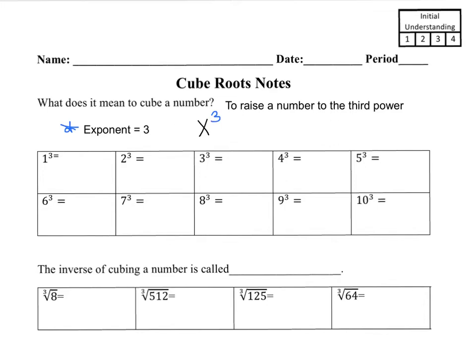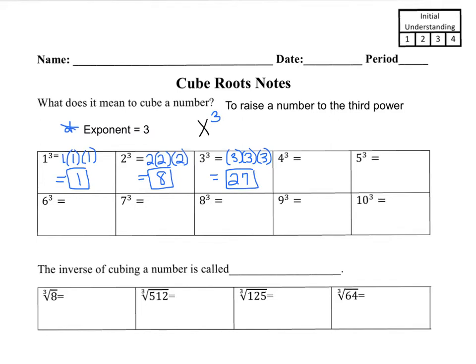So now let's look at the chart below. We have 1 to the third power. That means 1 times 1 times 1, and 1 times 1 times 1 gives us 1. 2 to the third power is 2 times 2 times 2, and that gives us 8. 3 to the third power is 3 times 3 times 3, and that gives us 27. So all you're doing is you're taking your base and you're multiplying it 3 times.